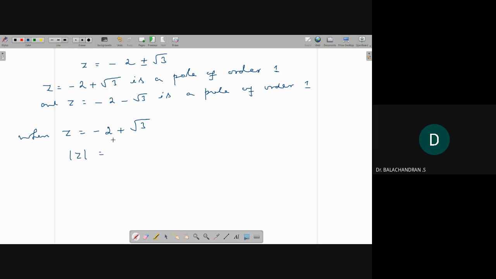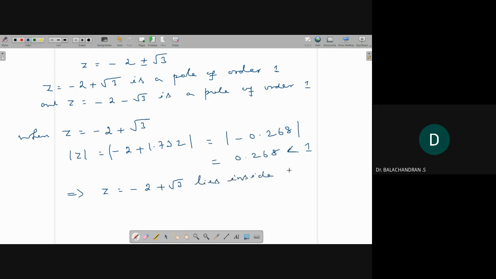Root 3 is 1.732, so minus 2 plus 1.732 is nearly minus 0.268, I think, please check it. So the modulus is 0.268, which is less than 1. So this implies z equal to minus 2 plus root 3 lies inside C, where C is mod z equal to 1.